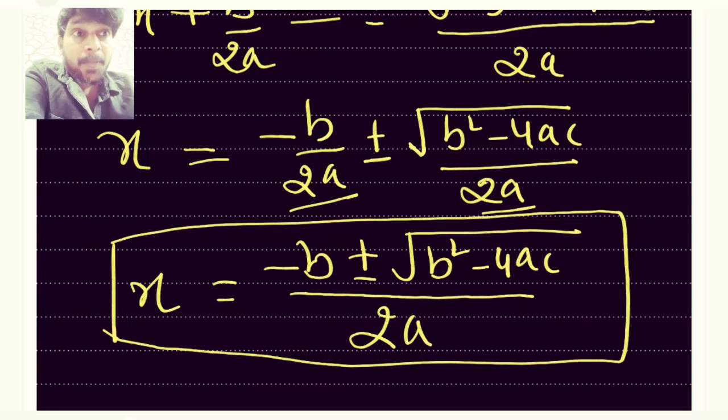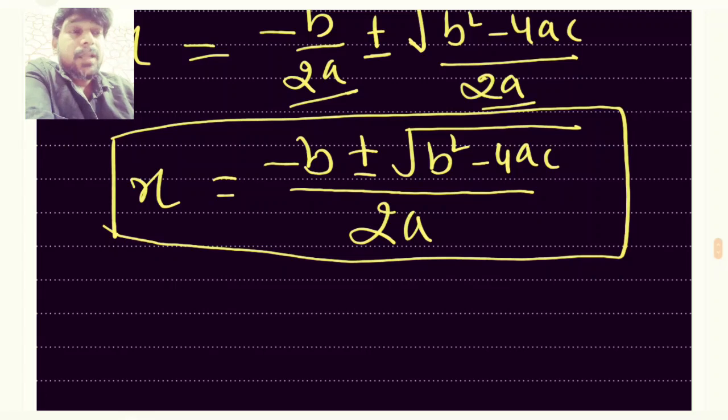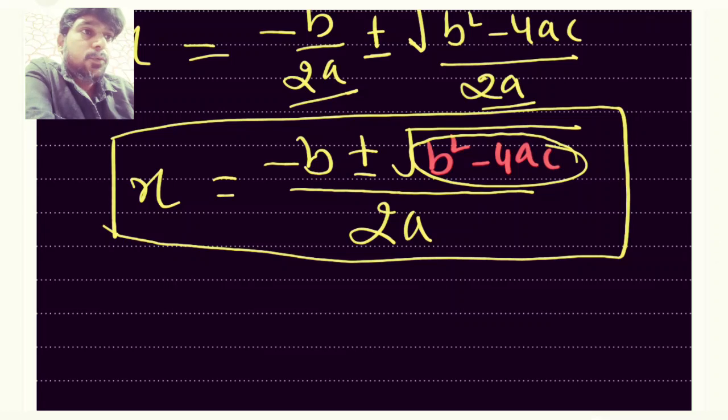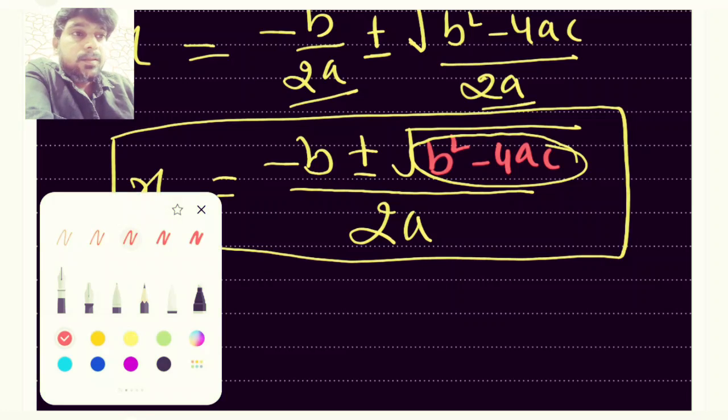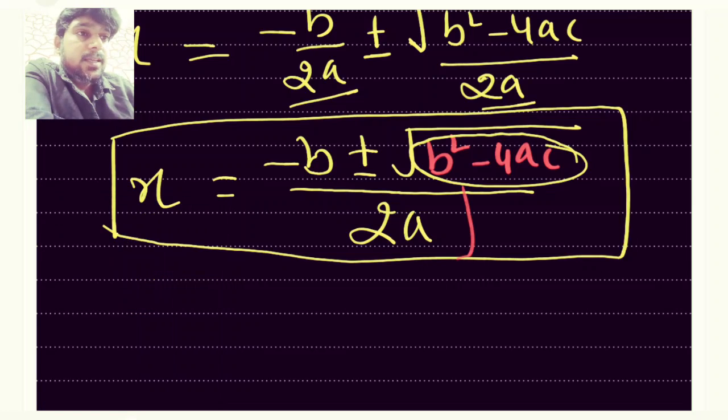Is it clear? So this is how we have derived the formula of quadratic equation, that is x is equal to minus b plus minus under root b square minus 4ac upon 2a. So this is your quadratic equation formula, or this is also called the Sridharacharya formula. So by applying this formula, you can easily get the solutions for any quadratic equation, right? So here this b square minus 4ac is also called the discriminant, and is denoted by capital D.